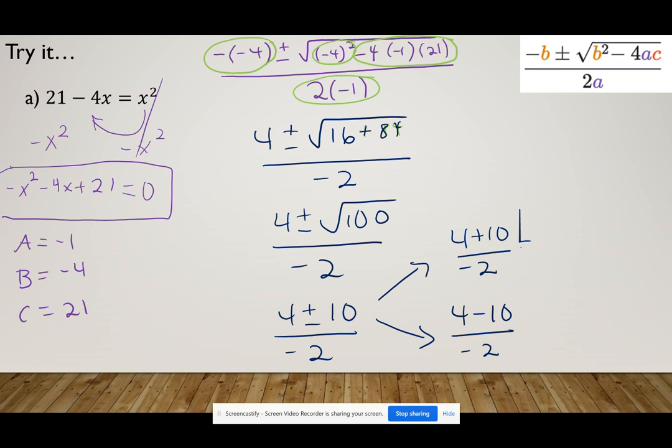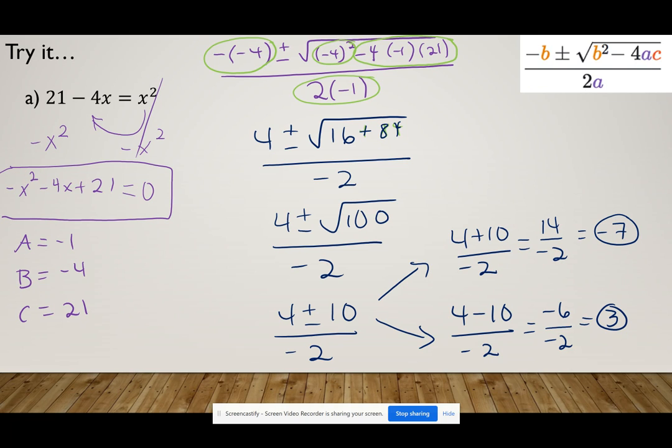Okay? Well, the first one, 4 plus 10 is 14. Divided by negative 2 gives me negative 7. So that's one of my answers. All right, 4 minus 10 is negative 6 divided by negative 2. Well, negative divided by negative is a positive, so 3 is my other solution. So those are my 2 solutions to this quadratic.